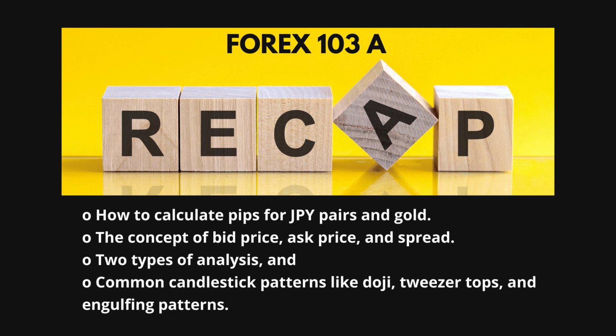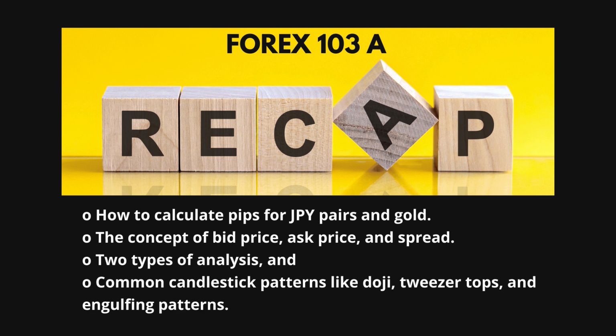To recap, we've covered how to calculate pips for JPY pairs and gold pairs. Normally, it's at the 4th decimal place, but for JPY, it stays at the 2nd, and for gold, the 1st. The concept of bid price and ask price, and also spread, which is the difference between bid price and ask price.